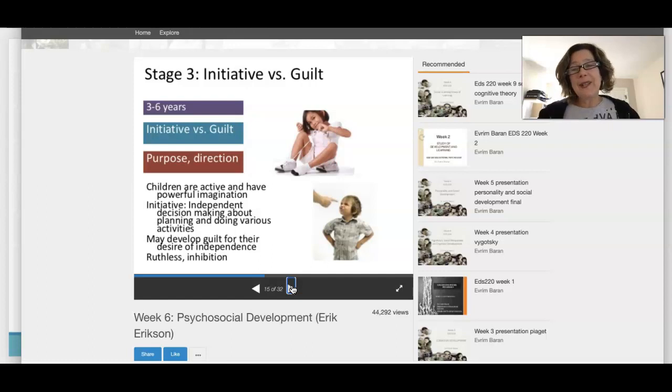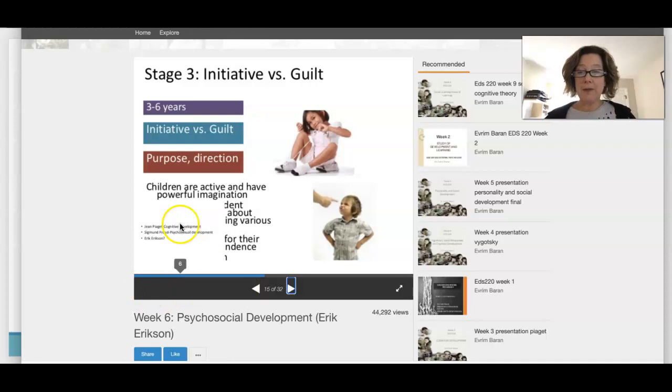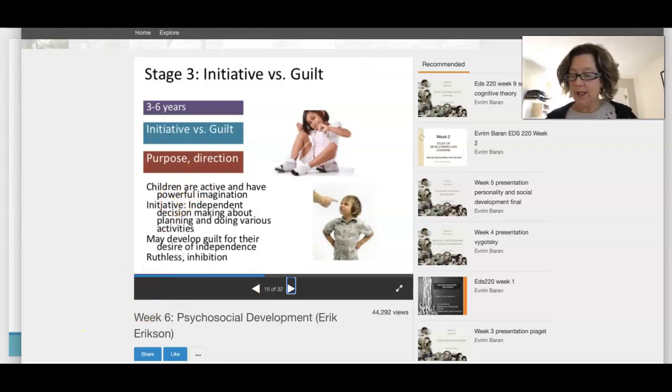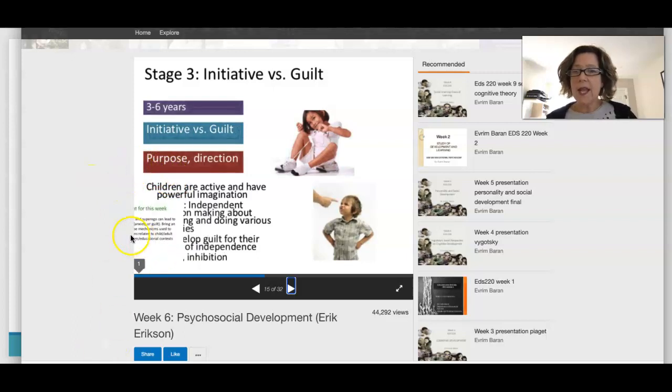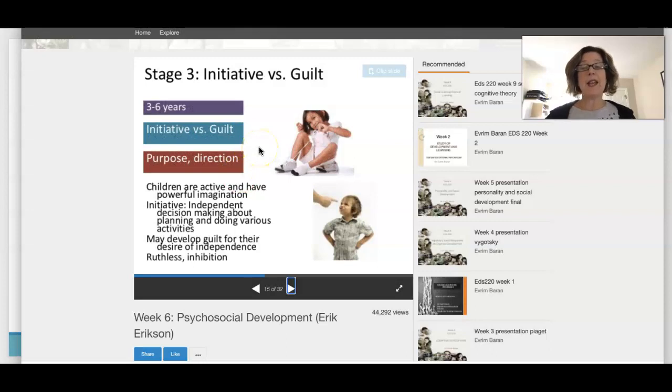Okay, stage 3, basically 3 to 6. You might see some different years, but it's basically the same. But this is, again, initiative versus guilt. So they are wanting to make, whoa, got all sorts of crazy things going on. Maybe I won't use my pencil on this. They are starting to want to make independent decisions about what they're doing.